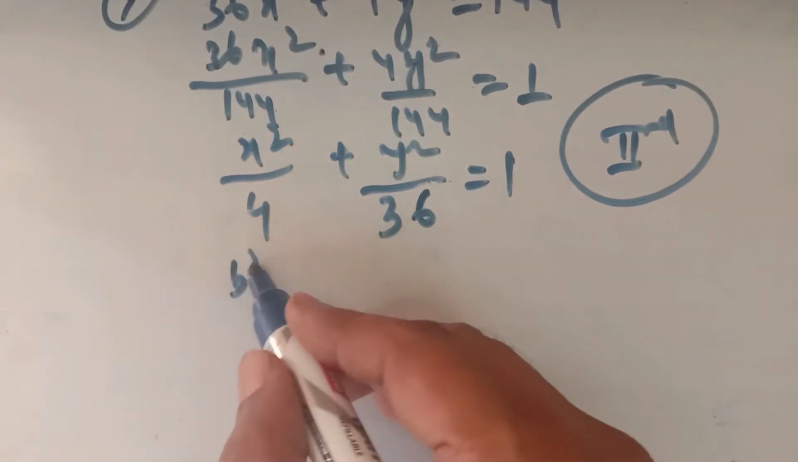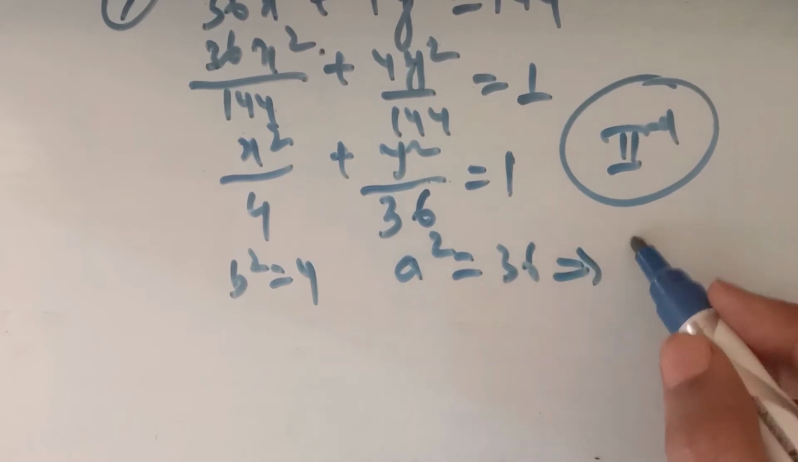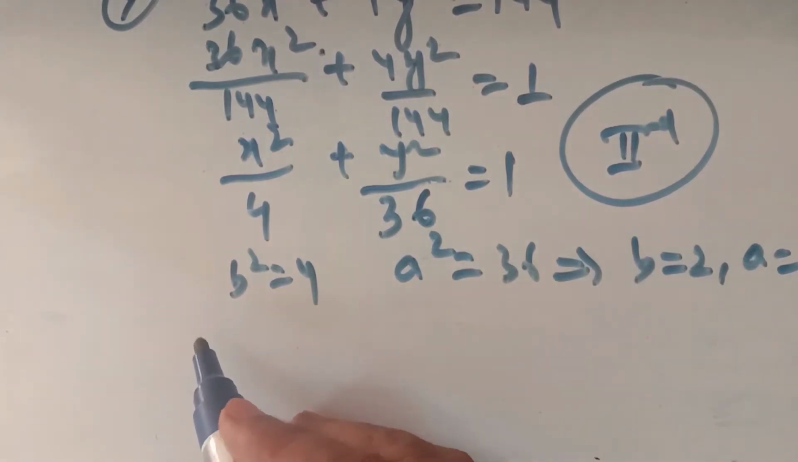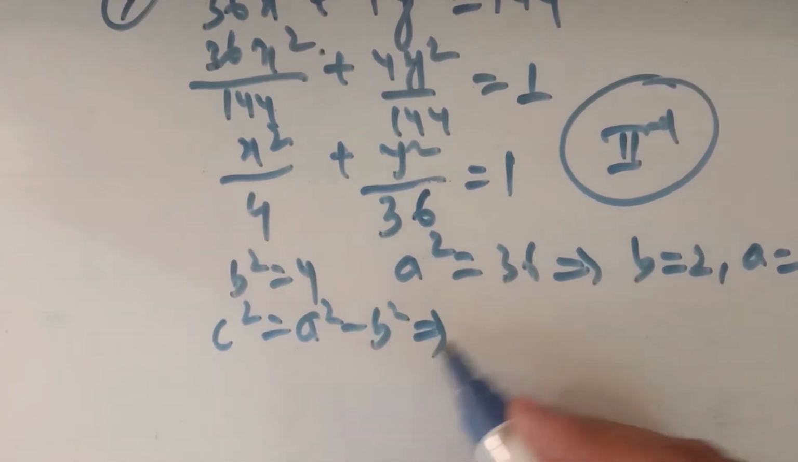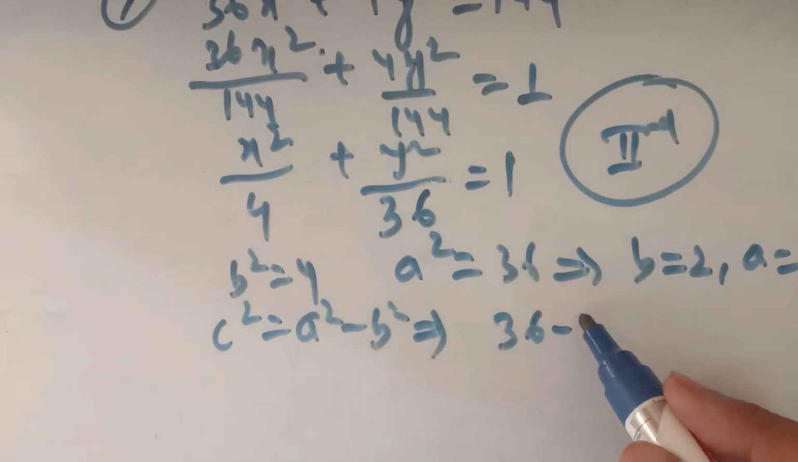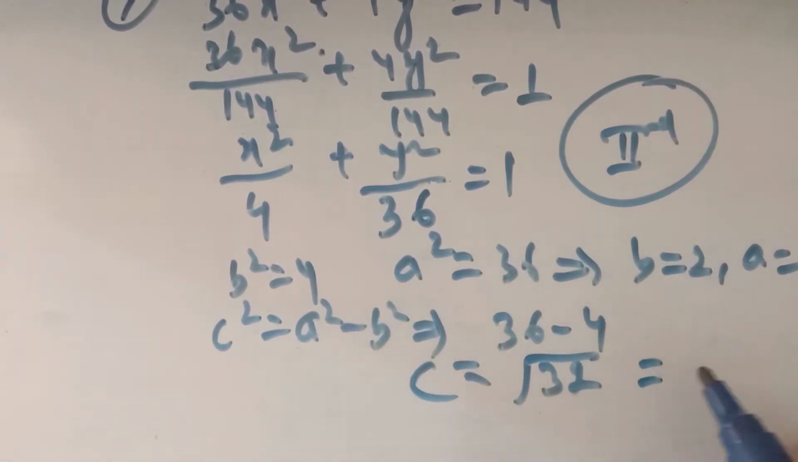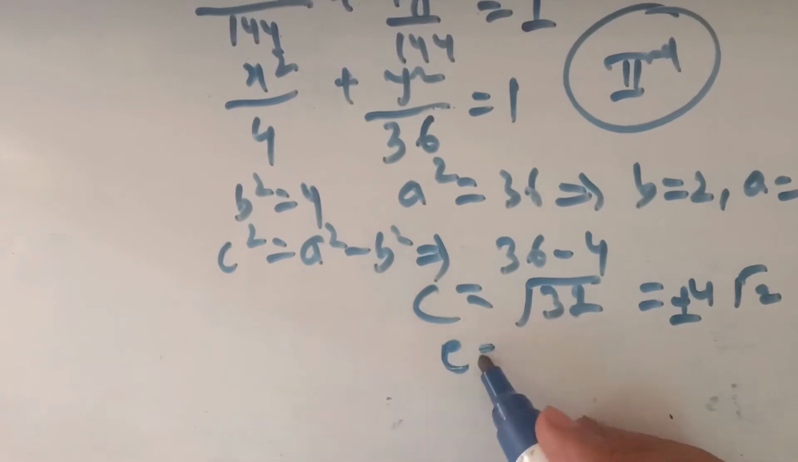where b² = 4 and a² = 36, which gives b = 2 and a = 6. Because it is the second type, c² = a² − b², which is equal to 36 − 4 = 32. Under root, c will be equal to 4 root 2, plus minus, this is the value of c. e is equal to c upon a.